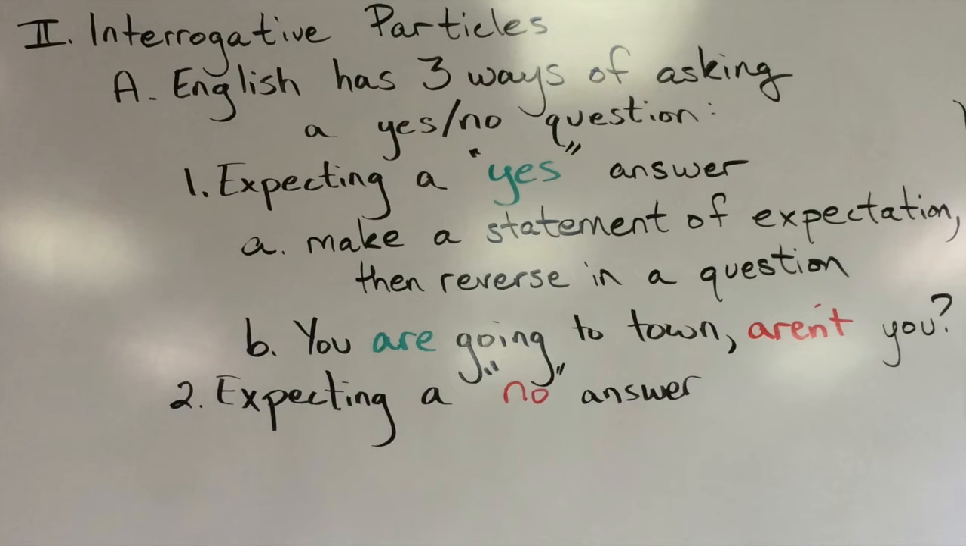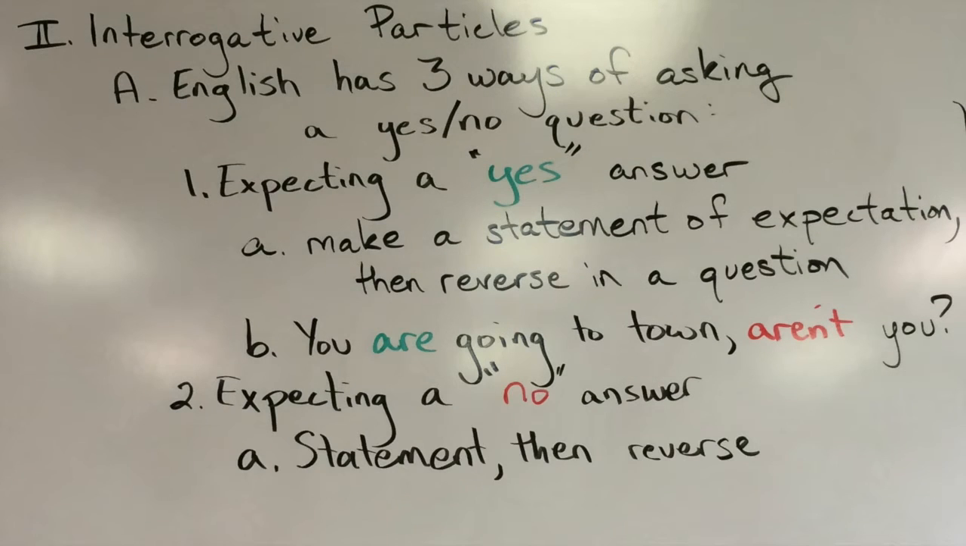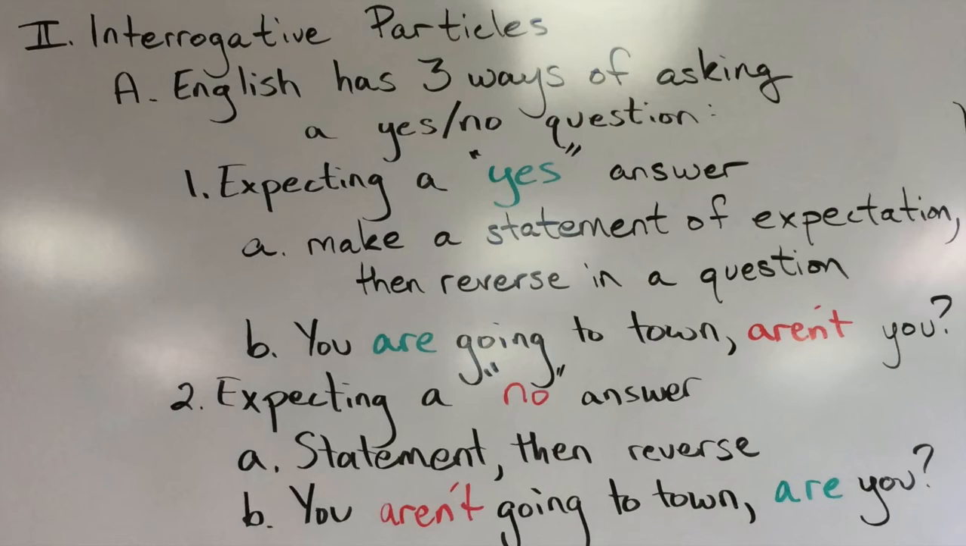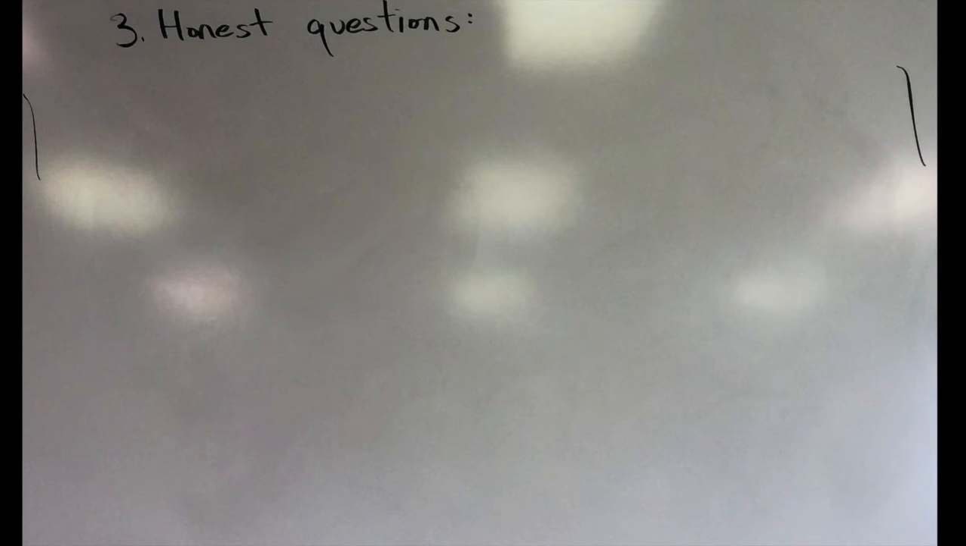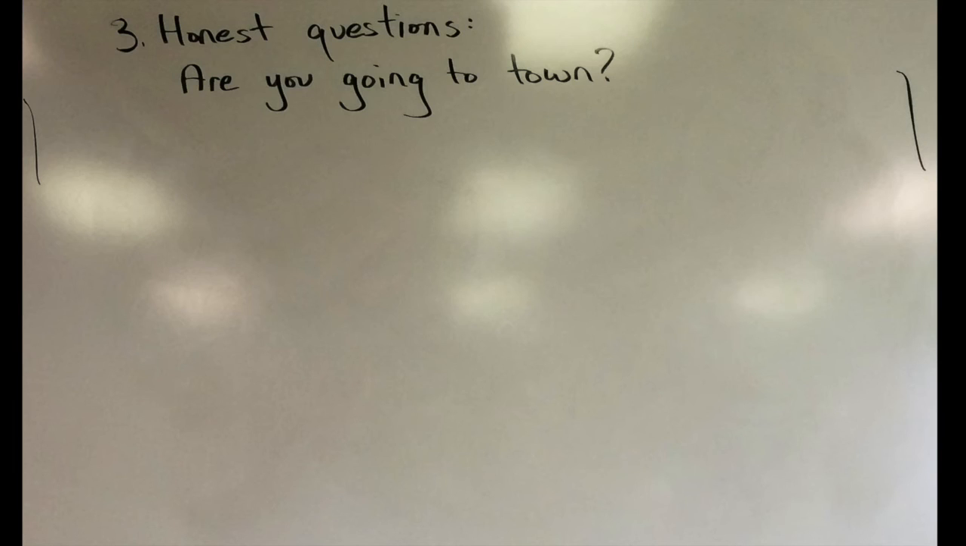We can do the reverse and ask a question leading the listener to know that they should answer no. We make the statement of expectation, again, in the negative this time, and then we reverse it as a positive question. For example, "You aren't going to town, are you?" The negative expectation is set in the statement, aren't, and then it is reversed in the question, are you? We can also ask honest questions that have no expectation, just, "Are you going to town?"